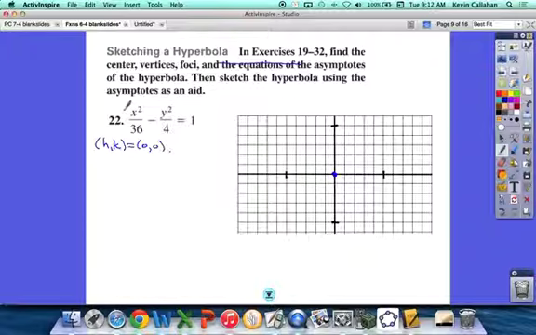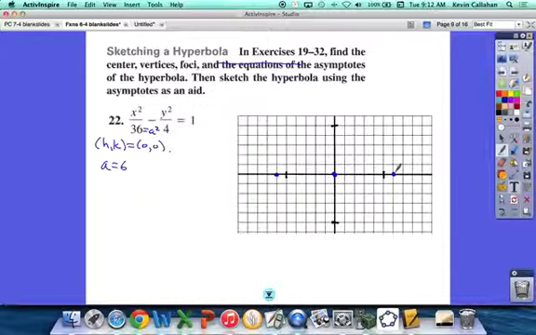So that's telling you to go how far to the left and right to find the vertices? 6, right? This is the A squared, so A is 6. So from the center, it's going to go 6 to the left, 6 to the right. There's your vertices. Don't sketch them in yet because we need to do it properly.